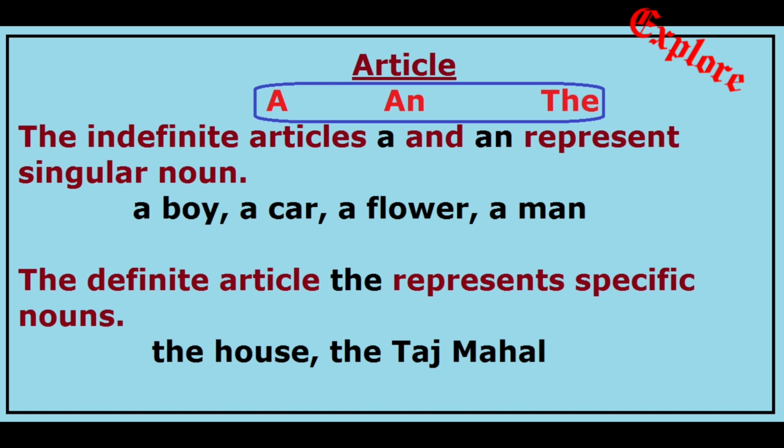There are 3 articles as we know: a, an, and the. The indefinite articles a and an represent a singular noun. For example, a boy, a car, a flower, a man, and many more. And the definite article the represents specific nouns. When we talk about specific people, places, and other nouns, we use articles. And when we talk about something for the first time, we use indefinite articles, and when we talk about the same thing a second time, we use the definite article. This is how they go.